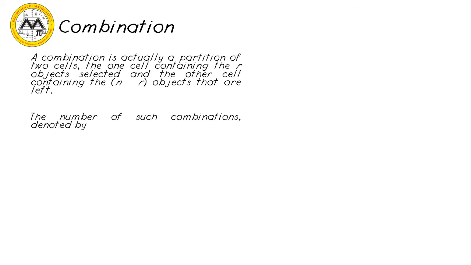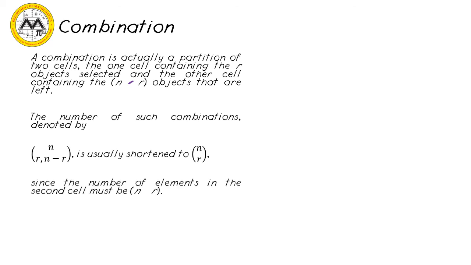Now, for combination, a combination is actually a partition of 2 cells. The one cell contains r objects selected from n, and the other cell contains the objects that are left. So that would be n minus r. The number of such combinations is denoted by n combination r, since the number of elements in the second cell must be n minus r.